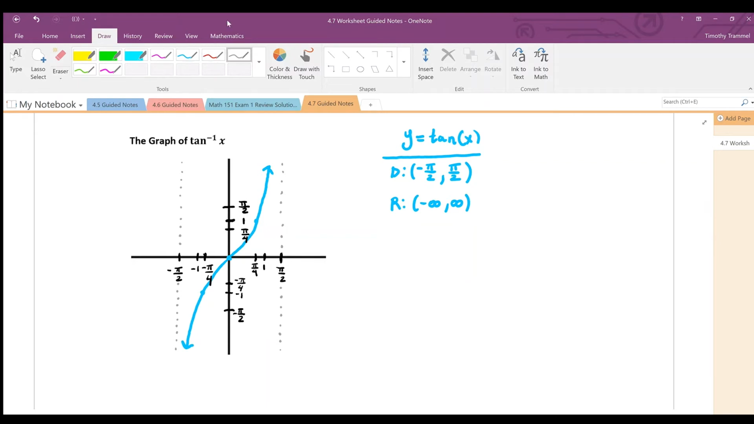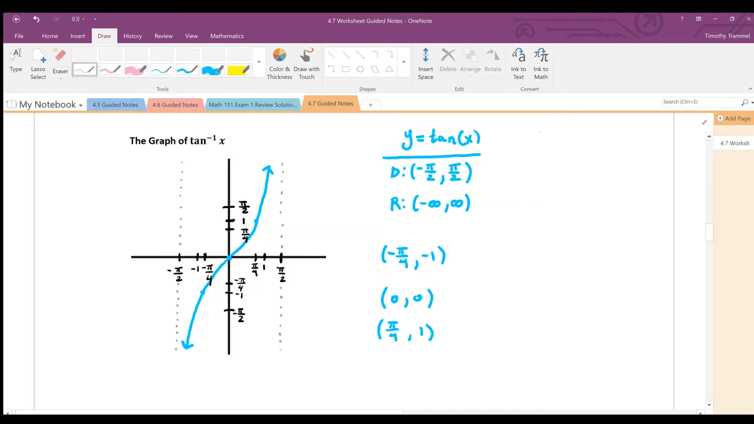All right, and now I want to write down one more thing before we start looking at tangent inverse, and that is some of these nice points. Like at minus pi over 4, the y value is minus 1. At 0, the y value was 0, and we also had pi over 4, comma 1. All right, now we can look at tangent inverse.